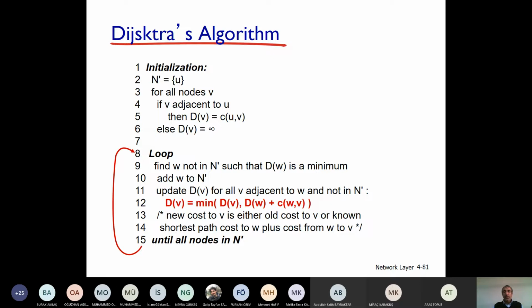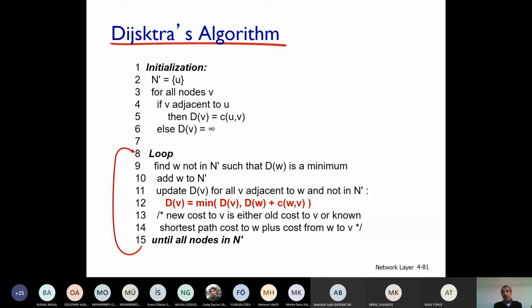And then we're going to put this in a loop. We find the w not in N prime such that d of w is a minimum. And we add this w, the new node, to the N prime set. And then we update d of v for all the v that are adjacent to w and not in N prime, using the distance vector, which is the minimum of the old d of v, or d of w plus the cost of this new link.